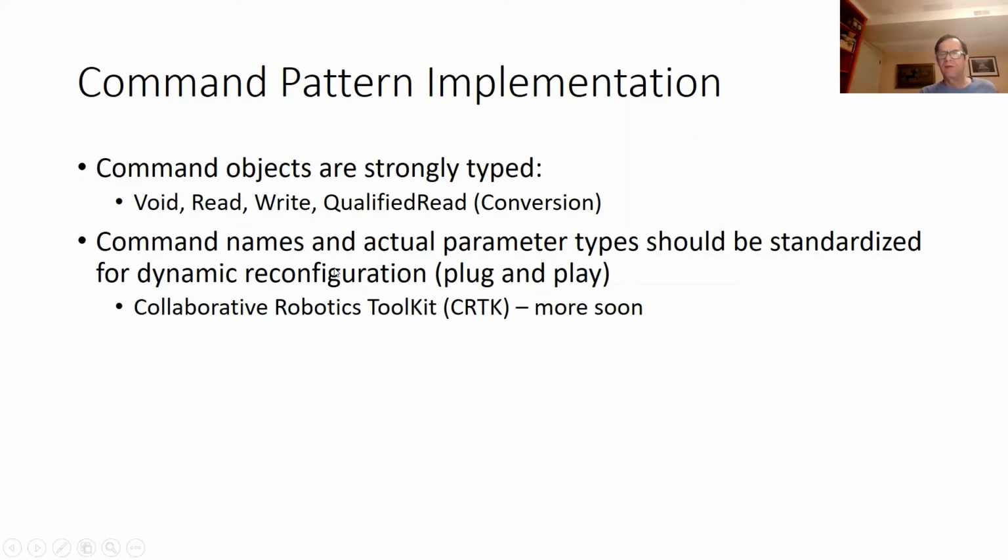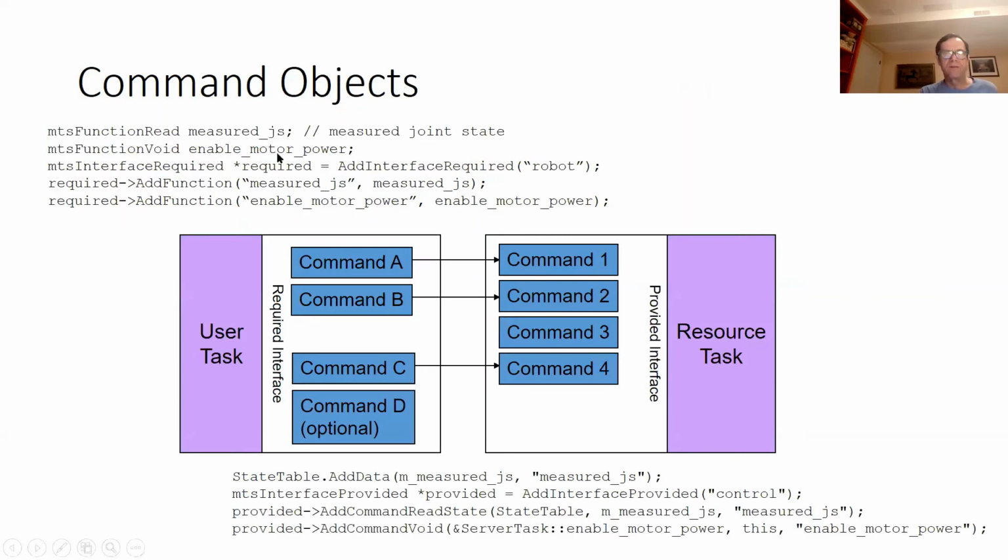And I think this is where I switch over to Anton, because to get this working well, it's important to really standardize the command names and the actual parameter types. So you have plug and play. If I go back, you can see I don't really say what the types are, but there needs to be a particular type associated with this variable, for example, the measured joint state. And then we need to have a name for it. In this case, we're using measured.js as the name. But those are the type of things that need to be standardized. What type this is, and then what we call it.